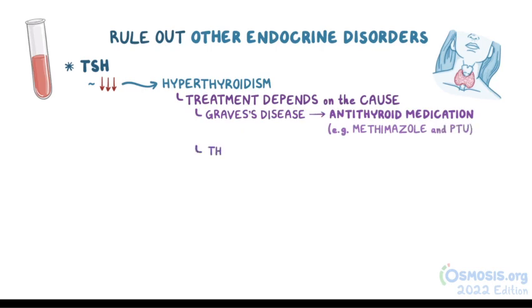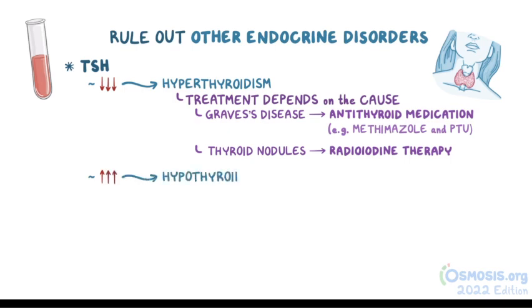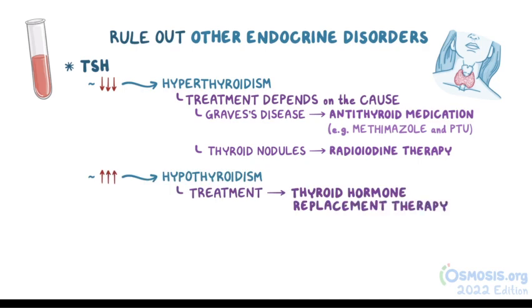And if one or more nodules are found on the thyroid gland, radioiodine therapy can be used to nuke them. On the other hand, high TSH indicates hypothyroidism, and in this case, treatment is thyroid hormone replacement therapy with levothyroxine. Correcting the underlying thyroid hormone imbalance can improve fertility.